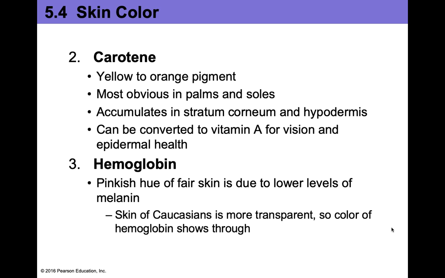Hemoglobin is present in your blood. It accounts for the pinkish hue of fair skin due to the lower levels of melanin. So these people don't have a lot of melanin. This is the skin of Caucasians that's more transparent, kind of takes on the color of the hemoglobin. It's like showing through your skin.